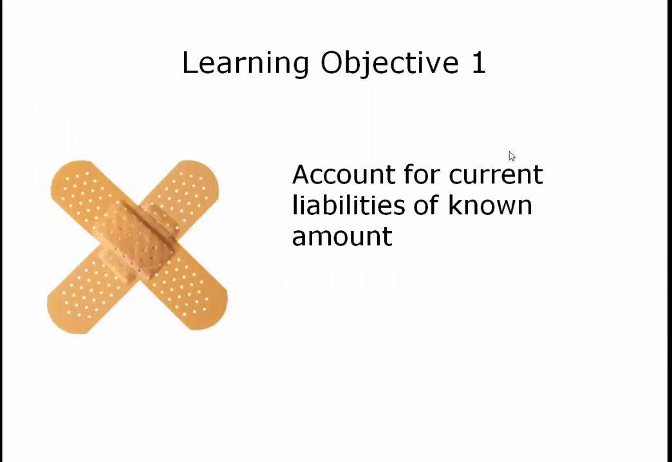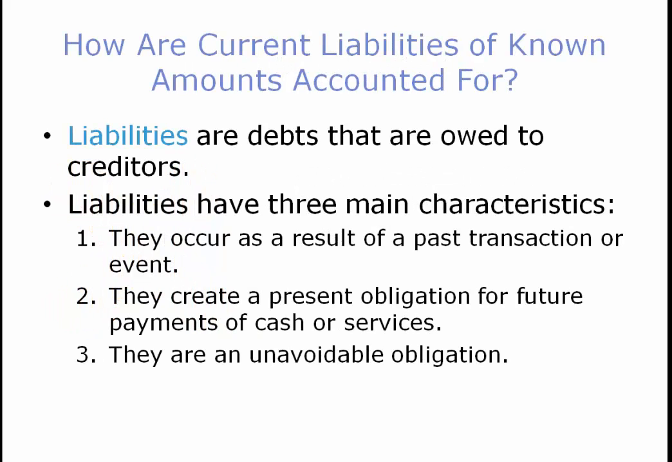As you might remember, liabilities, current liabilities, are of a known amount, and it's something that you owe at some point in the future. Liabilities are debts that are owed to creditors. That means you owe credit. So you have companies that you owe money to, and there's three characteristics.